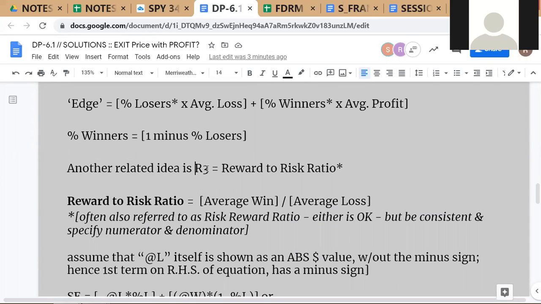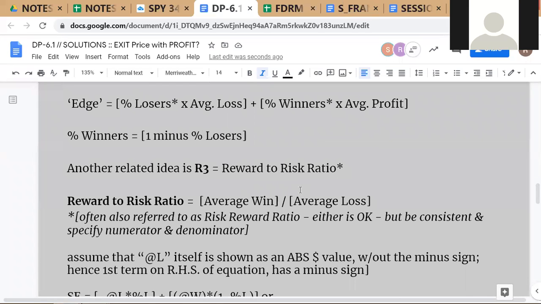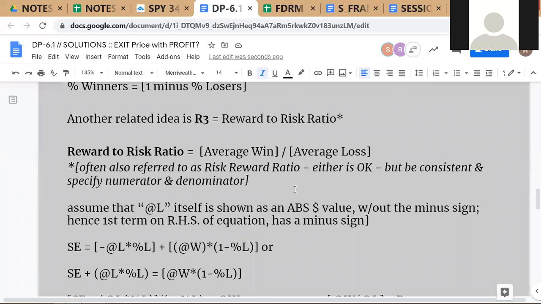R3 is the reward to risk ratio, because reward is in the numerator and risk is in the denominator. You can write it any way you want, but you have to be clear about what you're doing and you have to be consistent. So, average win by average loss.